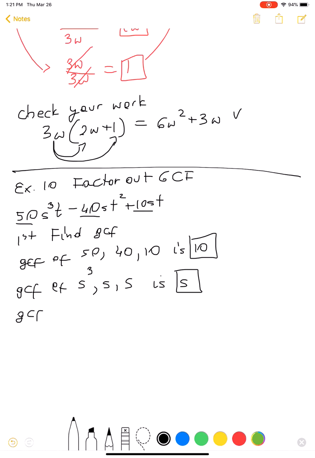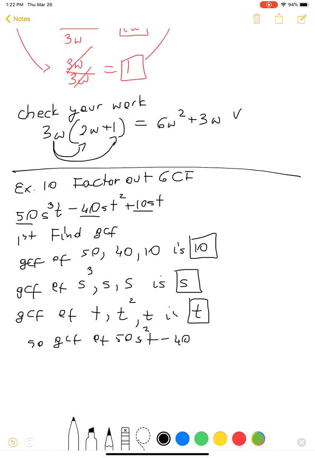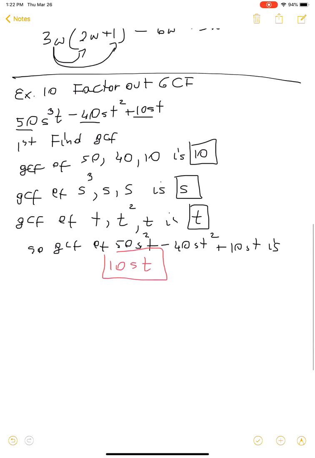And GCF of t, because that's what I have in the first expression, t squared, t, is t. You pick the variable with the lowest exponent, the variable which repeats. So GCF of 50s to the third power t minus 40 st squared plus 10 st is, putting all of them together, 10 st. That's your GCF. So we need to factor 10 st from that original expression.